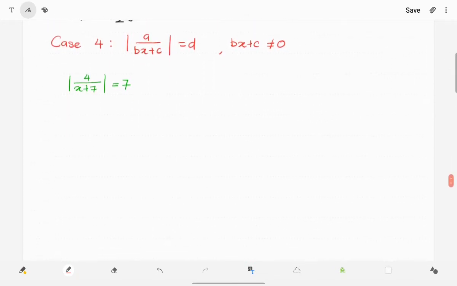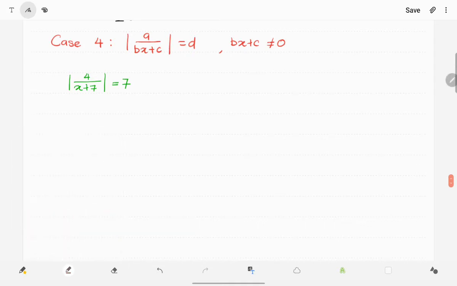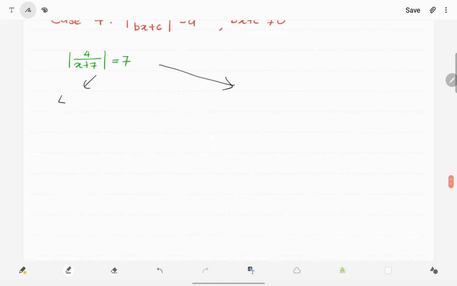Case number 4 here, as you can see, it is a rational, simple rational, on the left hand side, right hand side constant. Same thing, split into 2. So I will get 4 over x plus 7 equals to 7. Don't change the left hand side. Just copy everything inside the modulus. Inside the modulus is 4 over x plus 7. So just copy back and then change the right hand side to negative 7.